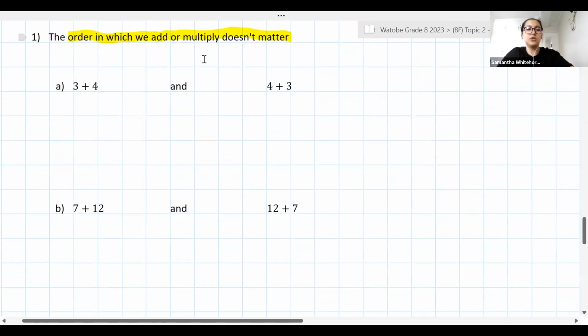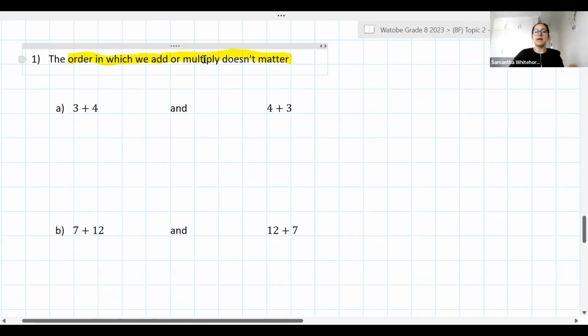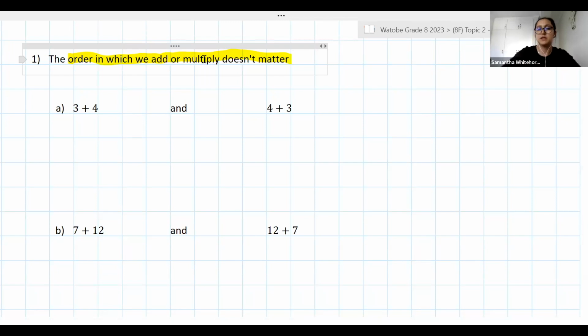So I want you to look at A and B for me. And I feel pretty confident you can all find these numbers for me. So I'm going to give you like 60 seconds. I want you to tell me what 3 plus 4 is, what 4 plus 3 is, what 7 plus 12 is, and what 12 plus 7 is. So I want answers for those 4 sums there. You can put it in the chat if you would like to. Otherwise, I'm just going to give you some time to do it.